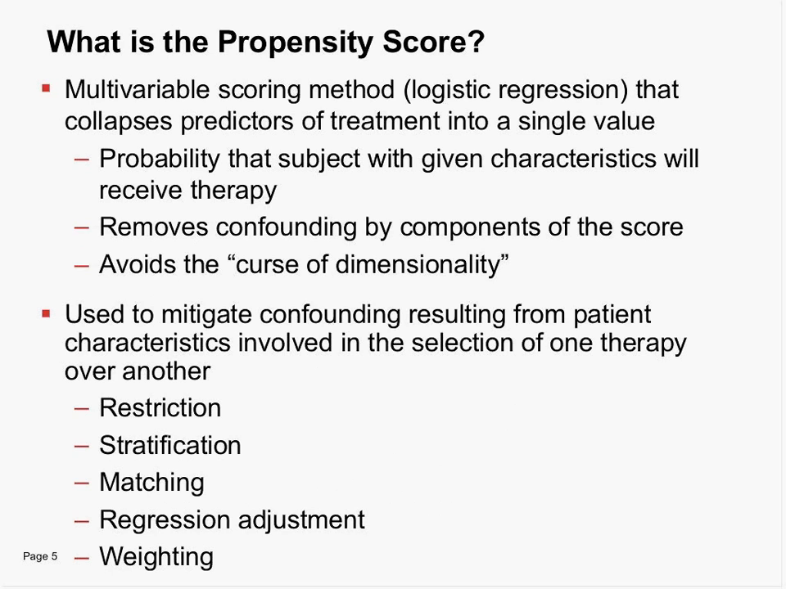collapsing all of the categories into a single value. A frequently used approach is logistic regression, where you develop sort of a clinical prediction rule, taking each of the patient's observed characteristics and using them to predict treatment. This propensity score, the probability of receipt of therapy, once it's developed, is used in a number of different ways: restriction, stratification, matching, regression adjustment, or weighting, to address the problem of confounding due to differential selection of treatment.